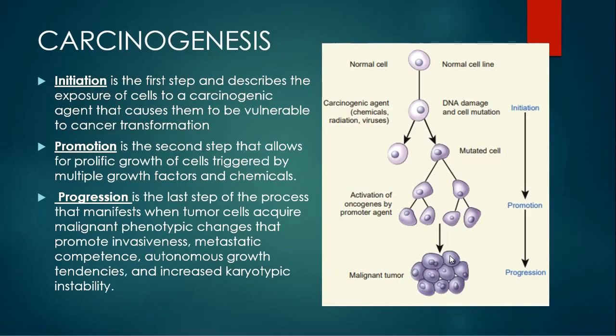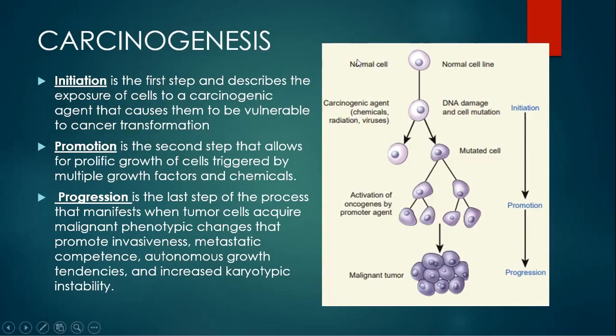Okay, lastly, we're going to talk about carcinogenesis. Carcinogenesis is the steps that are involved in cancer formation. The steps that are involved to transform a normal cell into a cancer cell, that's called carcinogenesis. And there are actually 3 steps: the initiation, the promotion, and the progression. So the initiation is the first step.